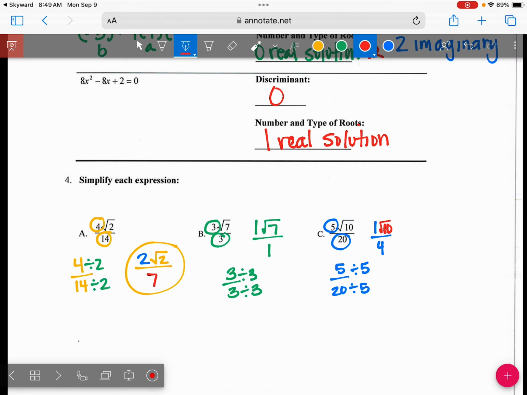All right, so what I would like for you to do, and I will check this tomorrow at the beginning of class for extra credit: come tomorrow with numbers 5, 6, 7, and 8 done. You get extra credit. We'll go through it tomorrow.